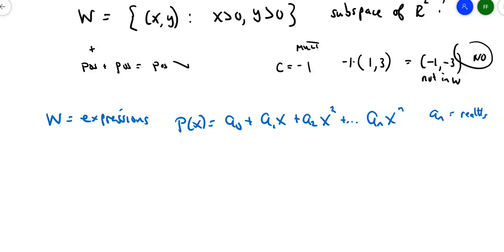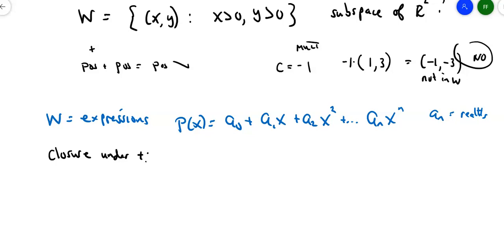What do I have to check? I only have to check two things because the set of all polynomials is already a vector space. So the only thing I have to do is check closure under addition and closure under scalar multiplication. So let's check first for closure under addition.